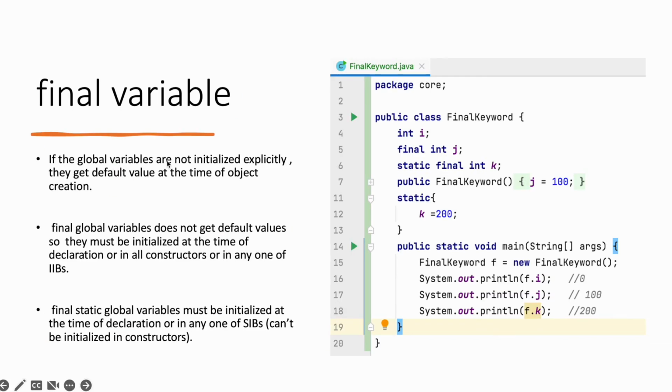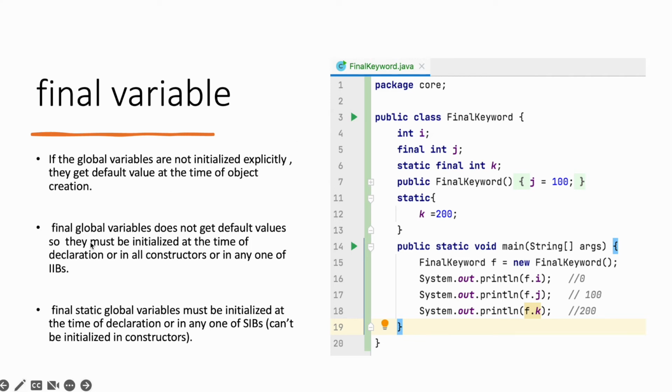If global variables are not initialized explicitly, they get a default value at the time of object creation. In our example, int i is declared but not initialized, so when you run this program, it will give the value 0. That means when the object is created, global variables are initialized with default values.